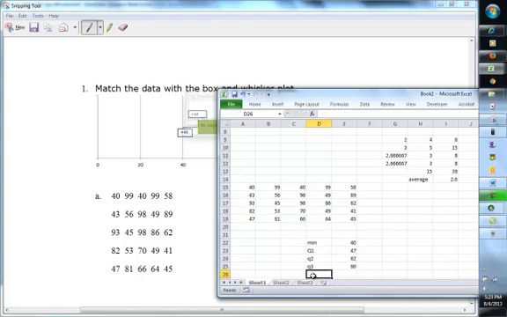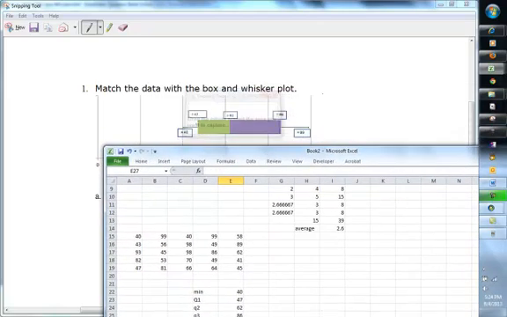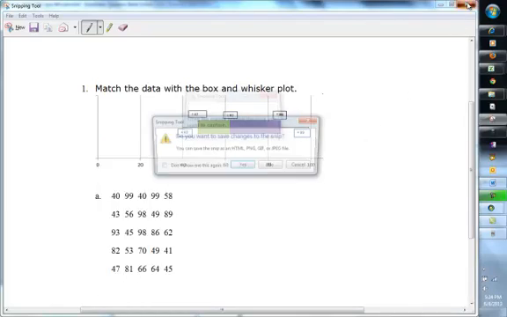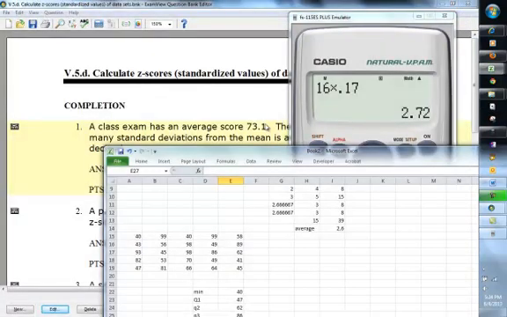And then we want Q4, or the maximum, equals maximum of these values. And we get 99. So if you notice, those are the values in this chart, and so this data set matches that chart. Next one.